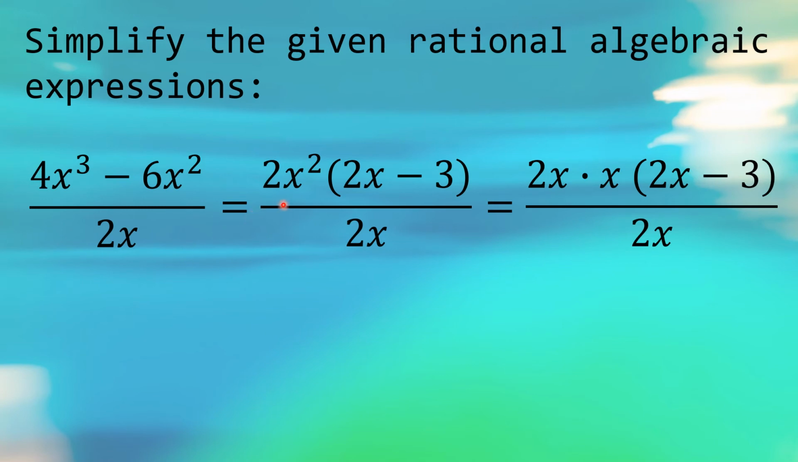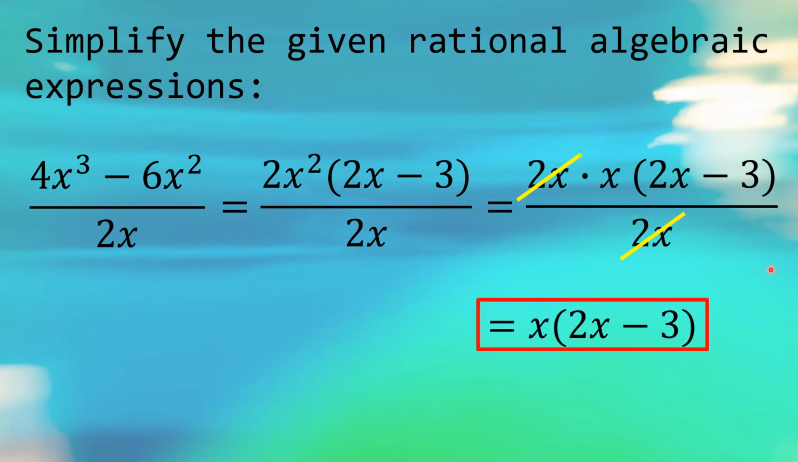Ang mangyayari sa 2x squared will be 2x times x. Pinaghiwalay natin yung dalawang variable x dahil ang factor na ito ay may exponent na 2. And then, kopyahin natin yung 2x − 3. Ganon din yung denominator na 2x. Ngayon, kung mapapansin nyo, meron na tayong common factors sa numerator at denominator. So, i-cancel natin ang 2x ng numerator at 2x ng denominator. And then, the final answer is x times the quantity of 2x − 3.